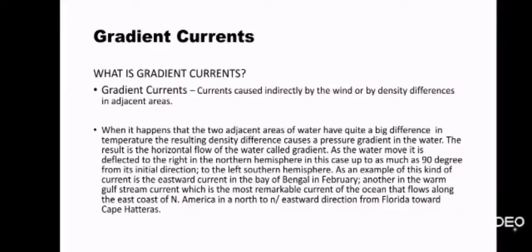An example of this kind of current is the eastward current in the Bay of Bengal in February. Another is the warm Gulf Stream current, which is the most remarkable current of the ocean that flows along the east coast of North America in a north to northeastward direction from Florida towards Cape Hatteras.